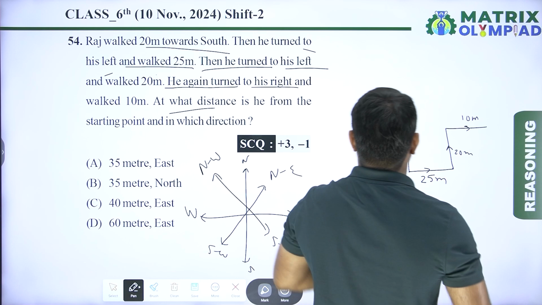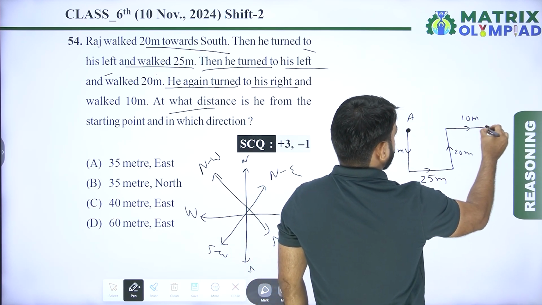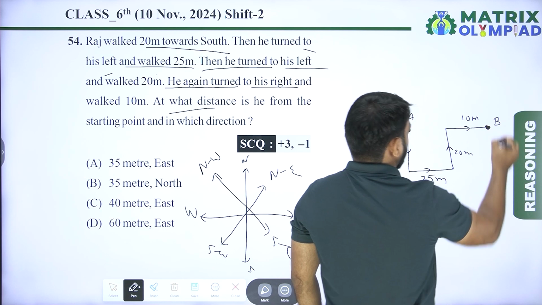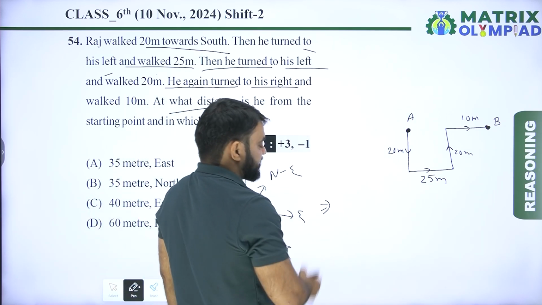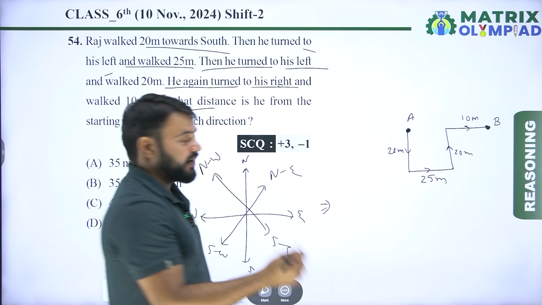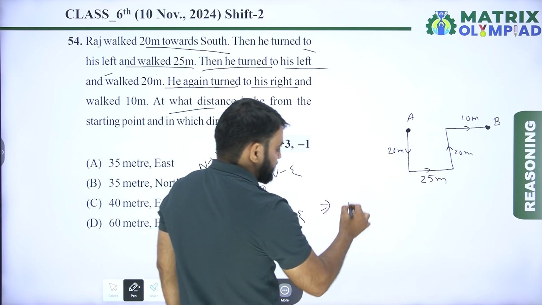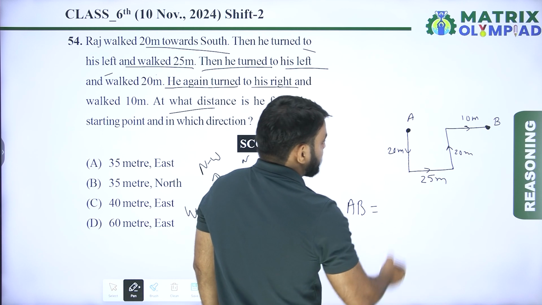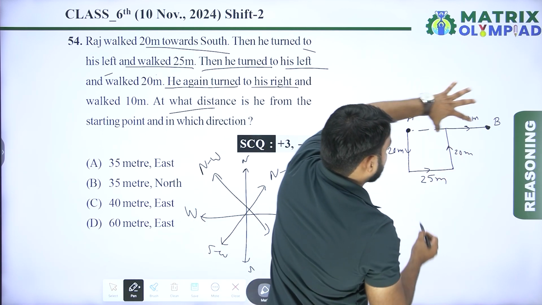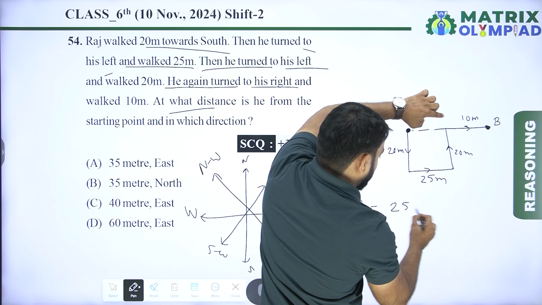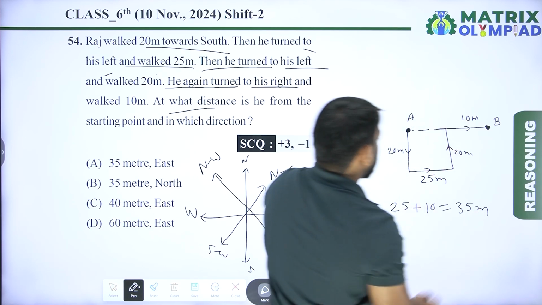At what distance? So find the distance between the starting point and end point. Let's suppose B is the end point, the final point of Raj. So find the distance between A and B. So the distance between A and B is 25 plus 10. It means 35 meter.